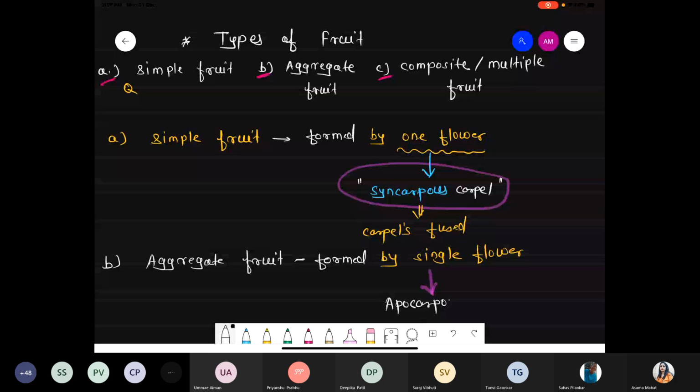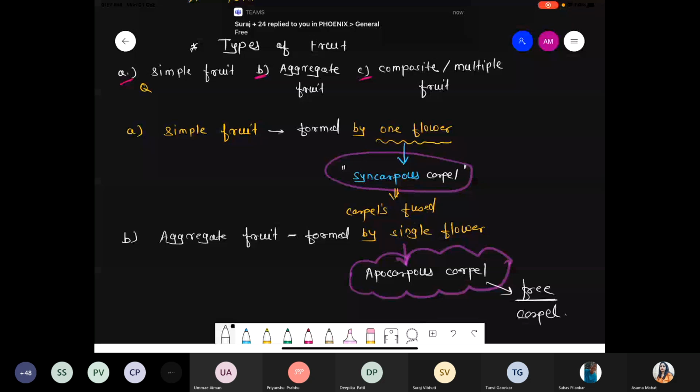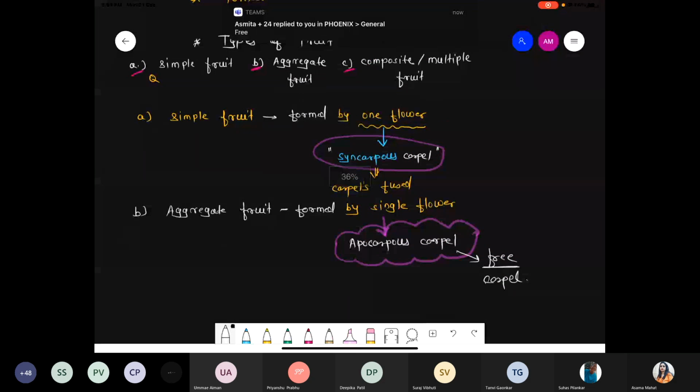And what is the meaning of apocarpous? Free or fused? Yes, it is free carpels. That's what is called apo, right? So why are we talking about the aggregate fruit? Aggregate fruit means there is definitely a presence of apocarpous carpels. बहुत सारे carpel present है, बहुत सारे ovary present है. Carpel means the entire structure, style, stigma, as well as the ovary. That entire structure is called the carpel, a single gynoecium.